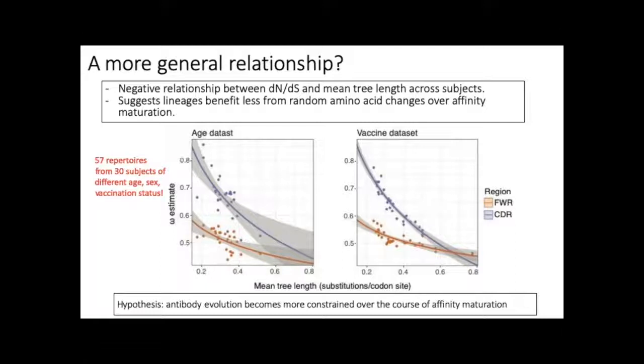And our hypothesis for this is that as affinity maturation continues, antibody evolution becomes more constrained. They benefit less and less from random amino acid changes.